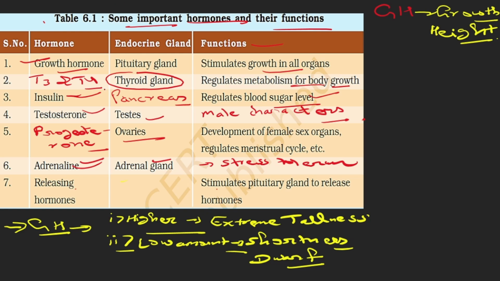Next, we have releasing hormones. There are certain releasing hormones which stimulate the pituitary gland to release hormones, and these releasing hormones are mainly secreted by the hypothalamus. These releasing hormones will further regulate the secretion of the pituitary gland. They will order the pituitary gland that now you have to secrete hormone, and at certain times they will not allow the secretion of hormones from the pituitary gland. I'm trying to convey that the secretion of the pituitary gland is controlled by the hypothalamus through releasing hormones. This is the function of releasing hormones, and these hormones are secreted by the hypothalamus.